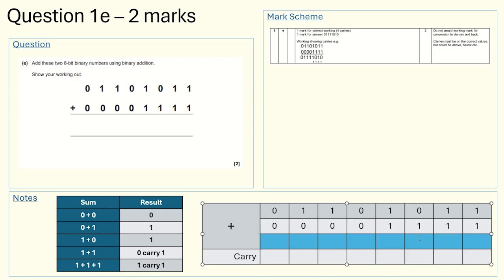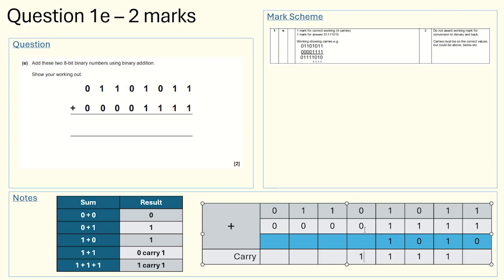So 1 plus 1, let's have a look at our rules. It's 0, carry 1. We put that in the right position. And then we've got a 1 plus 1 plus 1, which is 1, carry 1. And then we've got a 0, a 1, and a 1. So that is going to be 2 1s. So it's a 0, carry 1. And then we've got 3 1s, which we know is a 1, carry 1.